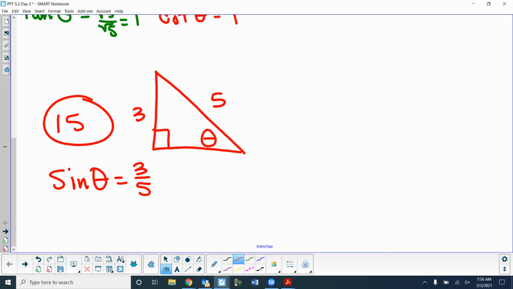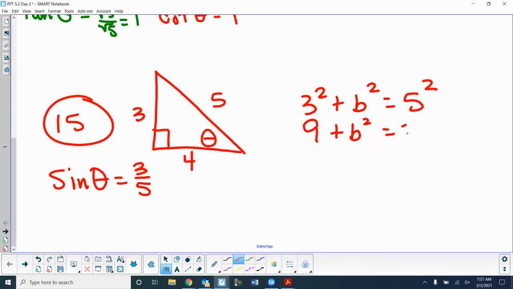Well, since I've done so many of these, if that's a 5 and one of these is 3, the other one's got to be a 4. It's that basic 3, 4, 5 right triangle. But if you do your Pythagorean, a squared plus b squared equals c squared, you get 9 and 25. When you subtract 9 from 25, you get 16. Square root, you get the 4. Okay? So for 15, from the information you're given, you draw the picture and then just answer the question.